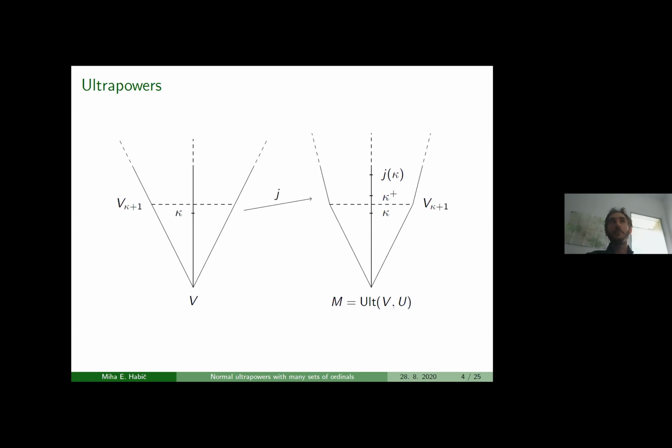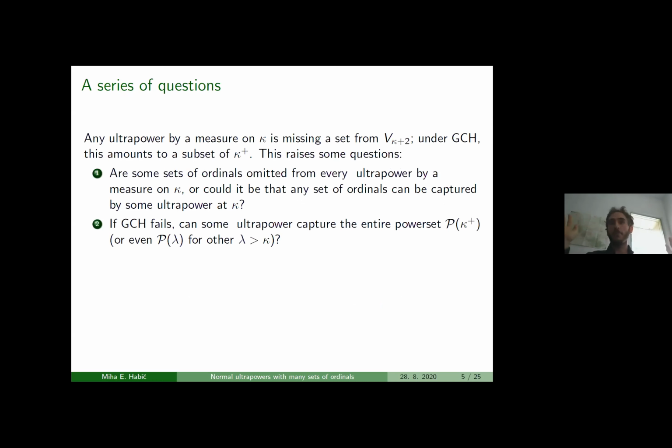So it seems like the model M matches up to the level kappa plus 1, and at kappa plus 2, we already get disagreement. So we seem to be done with the topic, right? Except that you can insert arbitrary amounts of complexity into this question, right? So the ultra power by a measure on kappa is missing this measure, which is an element of V kappa plus 2, right? And under GCH, this amounts to a subset of kappa plus, okay?